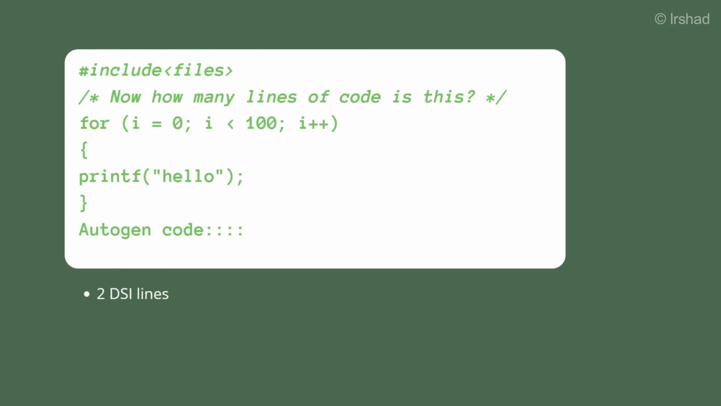So we can use either the DSI or the LOC, depending upon what the programmers or the analytics team prefer. If there are 1000 DSI, at that time we will call it KDSI, thousands of delivery source instructions.